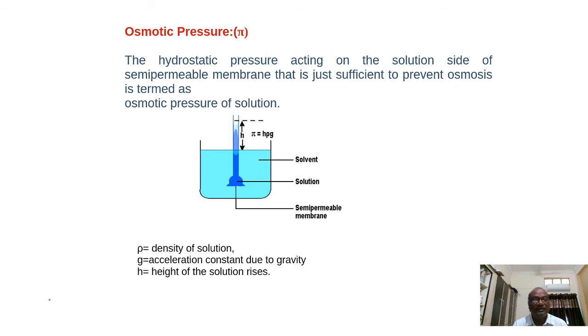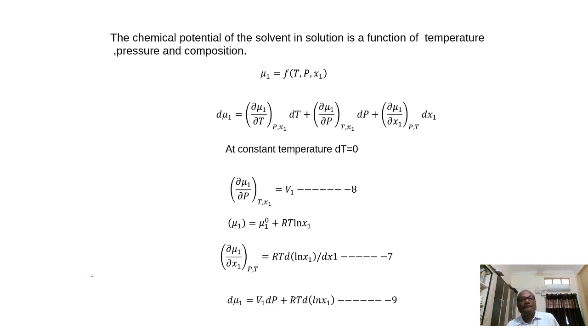Okay, so osmotic pressure means the pressure which just can prevent the process of osmosis. That is called osmotic pressure, represented by pi. Let me derive the equation for osmotic pressure, pi. You see this derivation process.